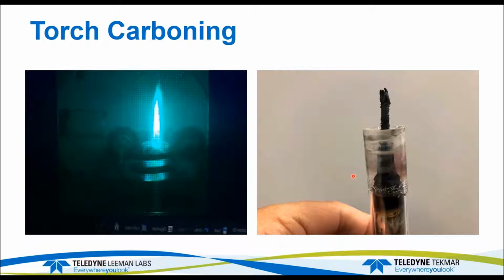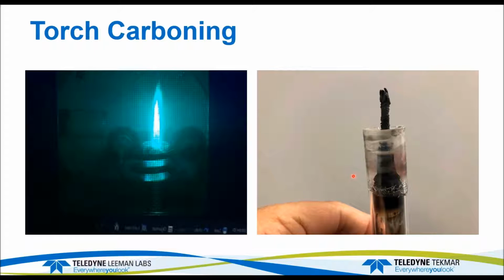Generally, if you're carboning, I will always take a look at the positioning, or look at leaks in the sample introduction, the ball joint between the spray chamber and torch, and the O-rings for the nebulizers. There's generally a cause. Sometimes it's a leak. Sometimes it's positioning.